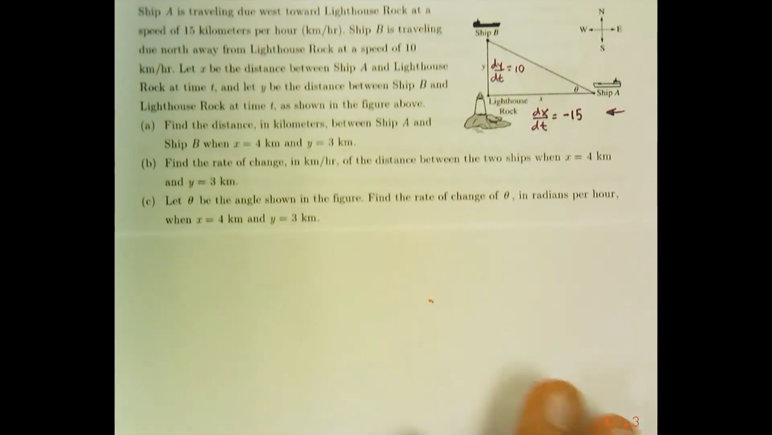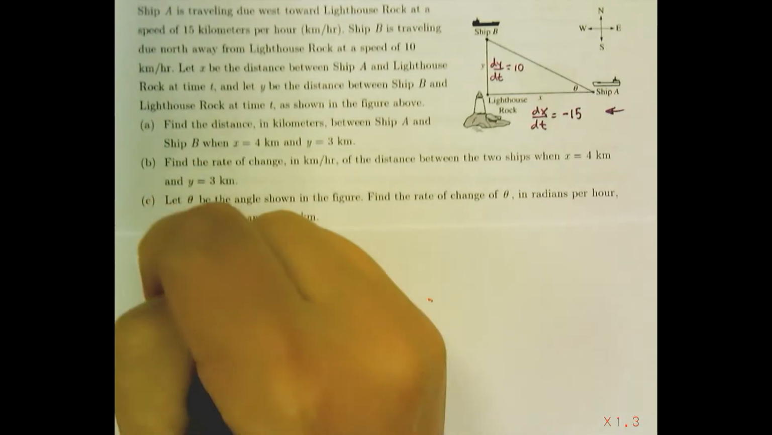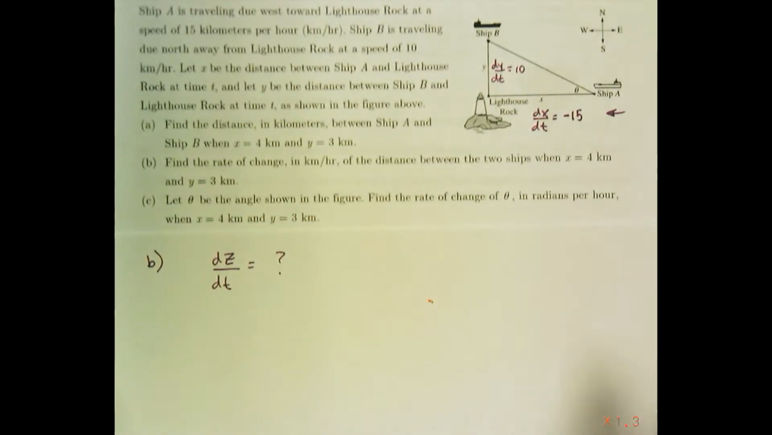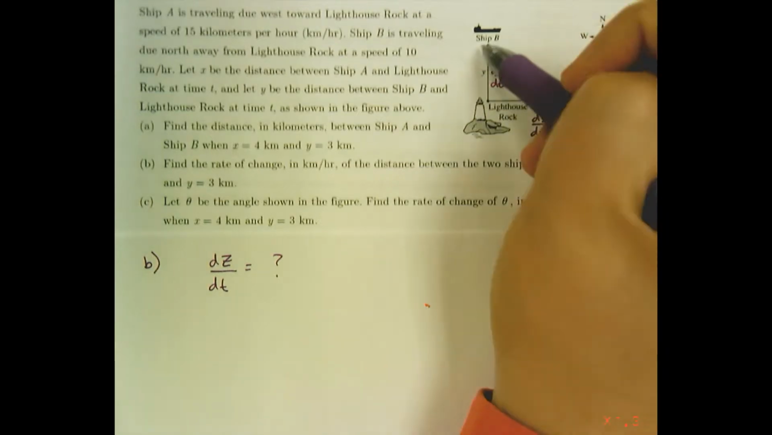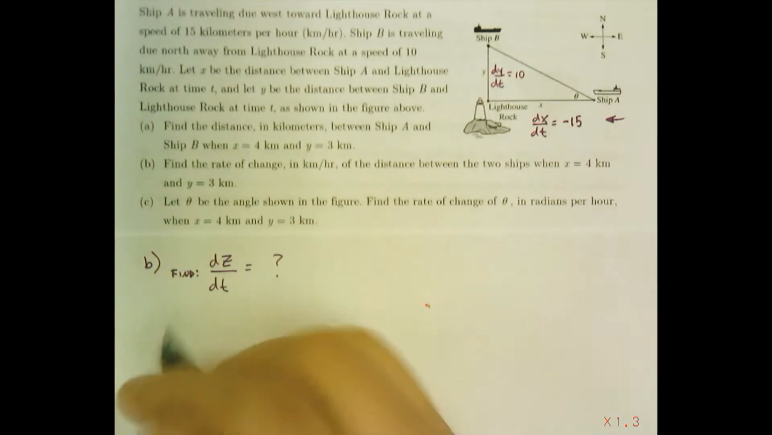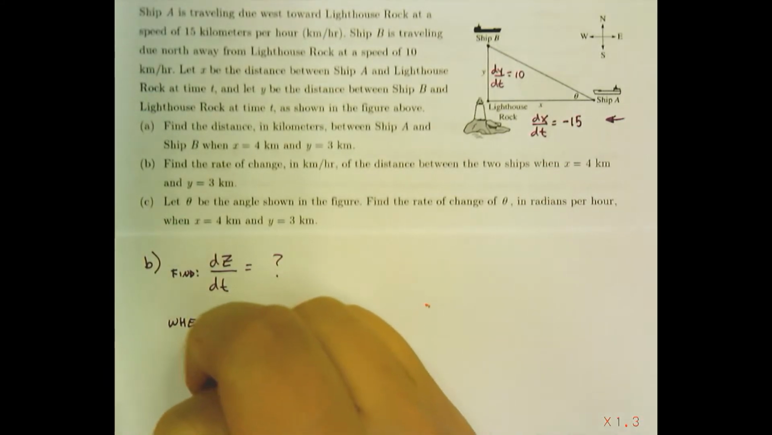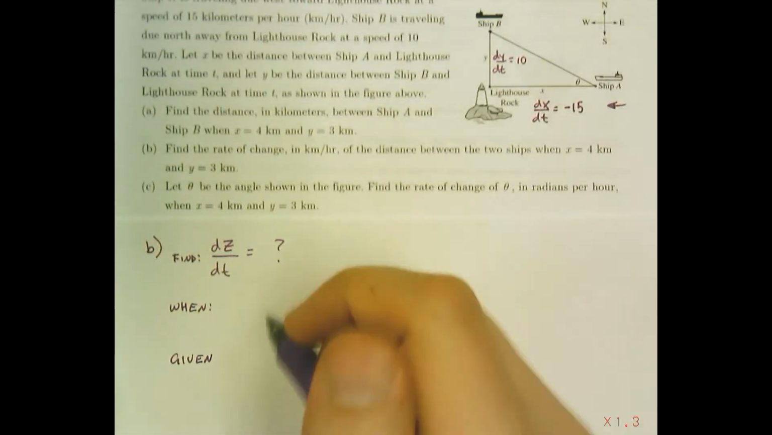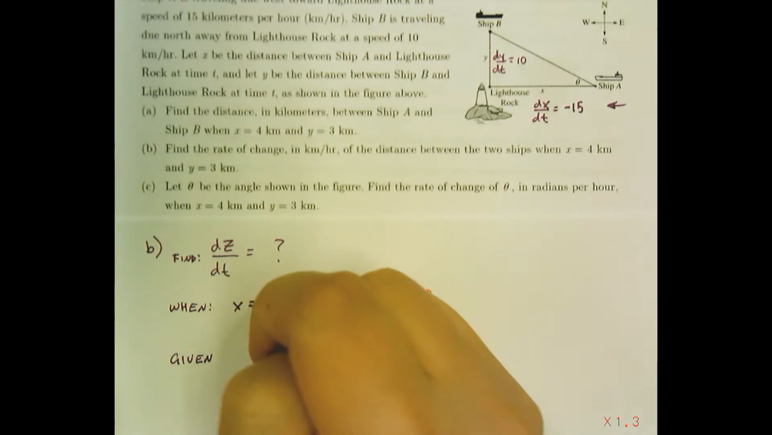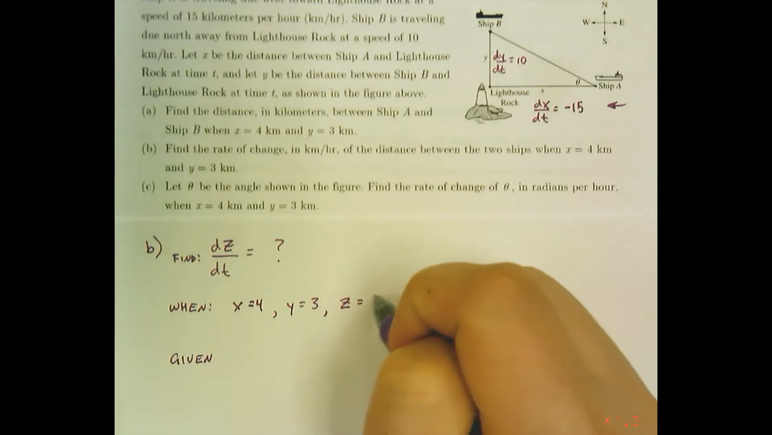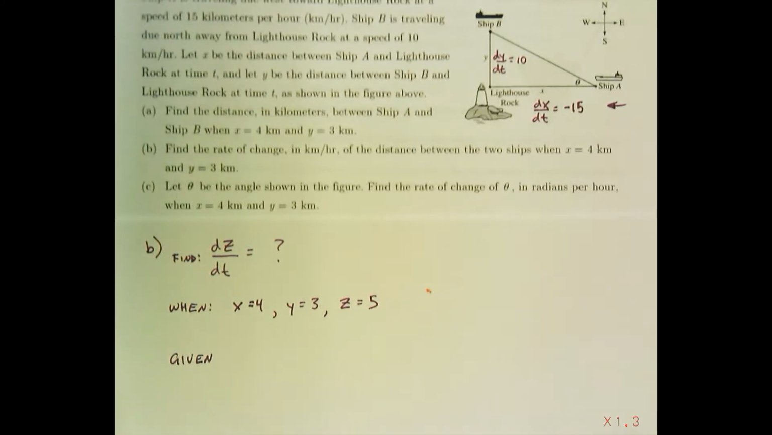All right, moving on to part B. Find the rate of change in kilometers of the distance between the two ships. So part B is asking us to find dz dt. What is that? Find the rate of change of the distance between the ships. Okay? This is our find statement, and we oftentimes will set this up in a find when given scenario. Find this rate when, and in this case, when x equals 4, y equals 3, and z equals 5. That's when we're looking for this rate.